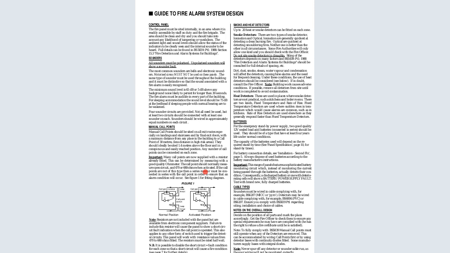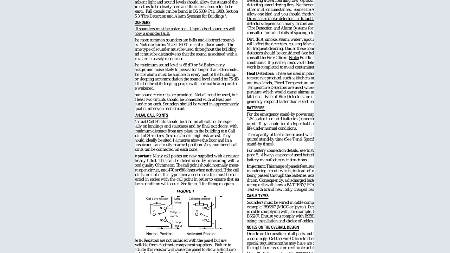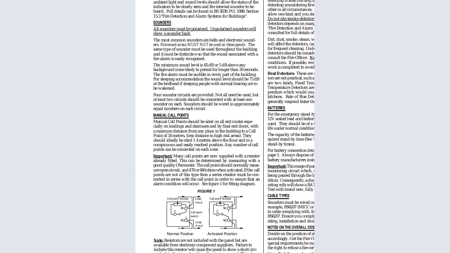Also, we have talked about that anyway. And then the sounders: all sounders must be polarized. Unpolarized sounders will show a sounder fault, meaning they have to be polarized. The most common sounders are bells and electronic sounders. We have the motorized sirens. Let me just zoom out a bit so that we are able to see. The motorized siren must not be used on these panels. The same type of sounders must be used throughout the building, and it must be distinctive so that the sound associated with the fire alarm is easily recognized.